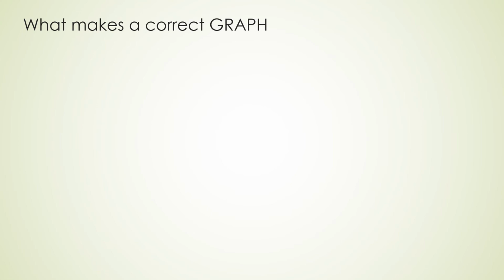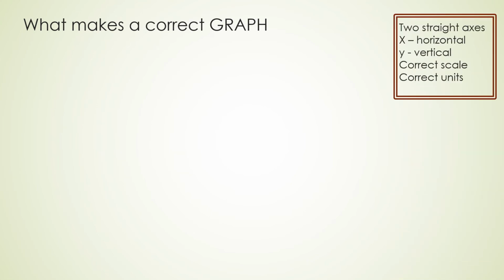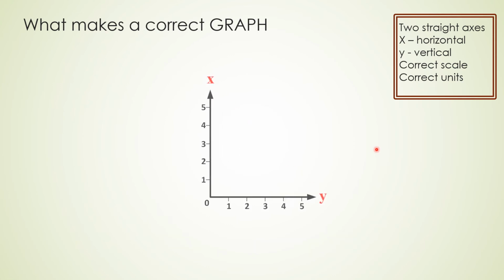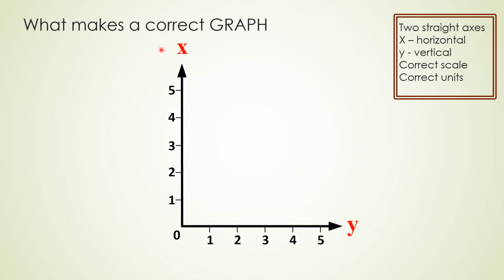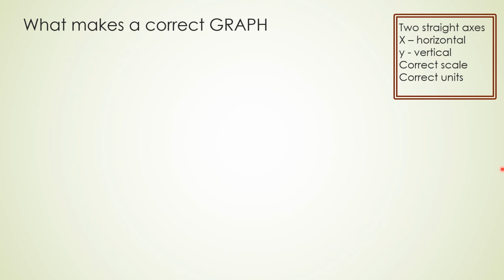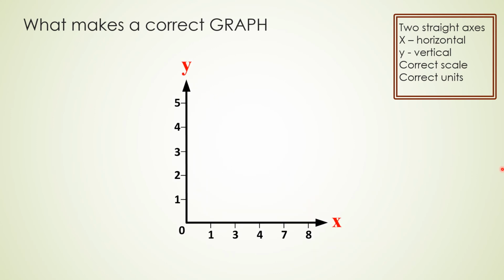So what makes a correct graph? Again, 2 straight axes, horizontal, vertical, correct scale, correct units. In this case, the y-axis is not straight, so it's incorrect. In this case, the x and y axes have been labeled incorrectly. In this case, the scale on the y-axis is incorrect. And in this case, the scale on the x-axis is incorrect.